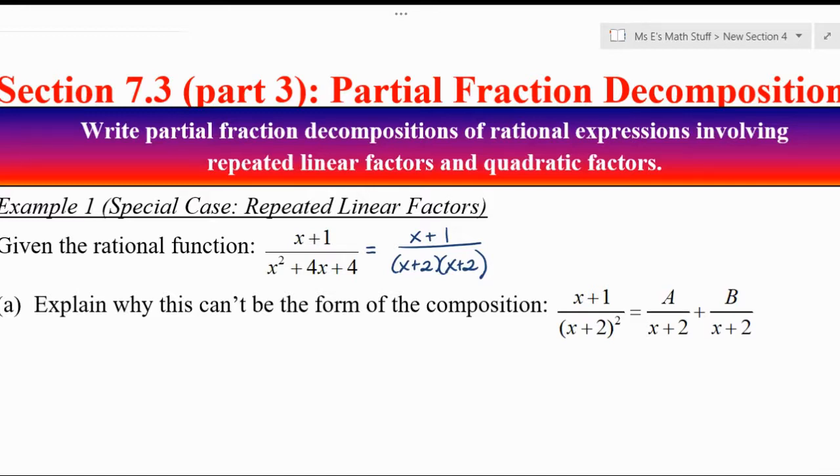So in a situation like this with a repeated linear factor, the form would simply be exactly what you see here, except you'd have a over x plus 2 plus b over the quantity x plus 2 squared. And I hope it makes sense that at that point, your least common denominator would be what you started out with. So there you go.